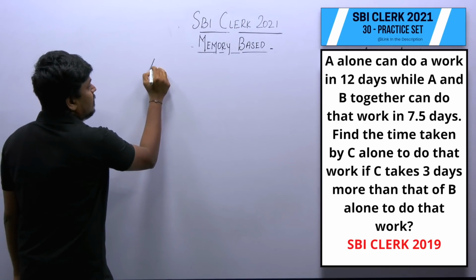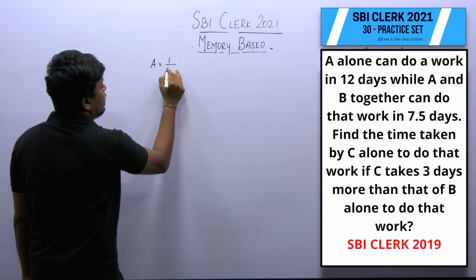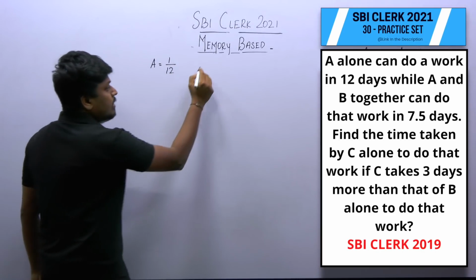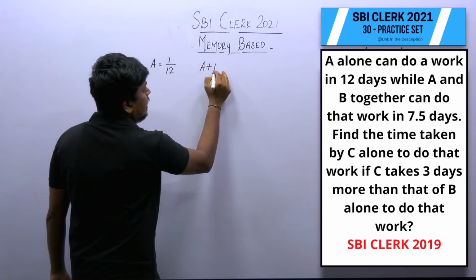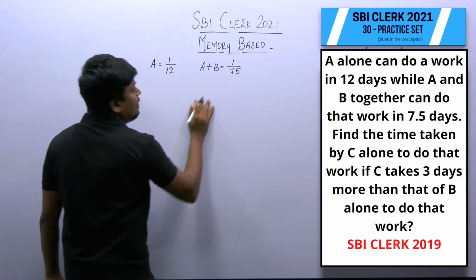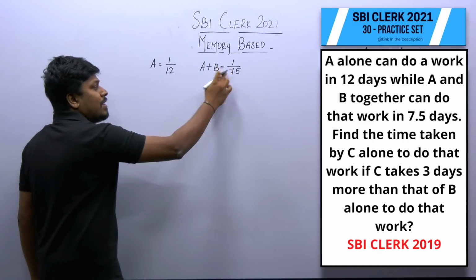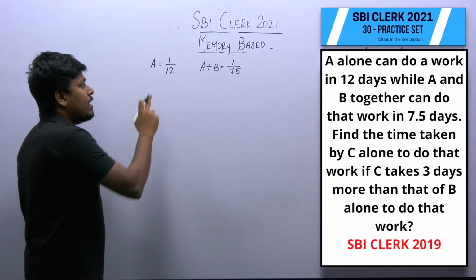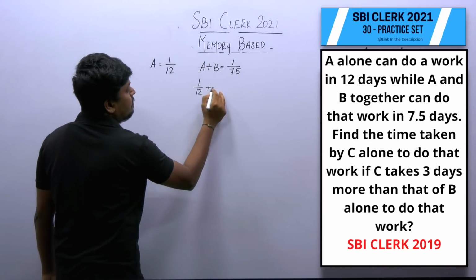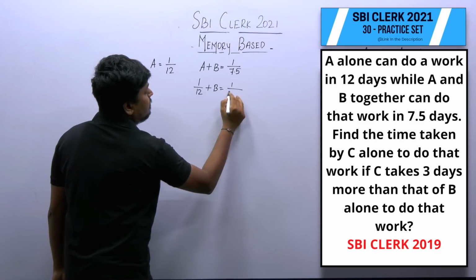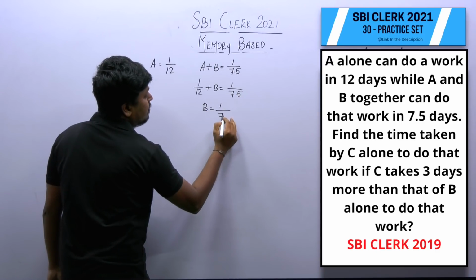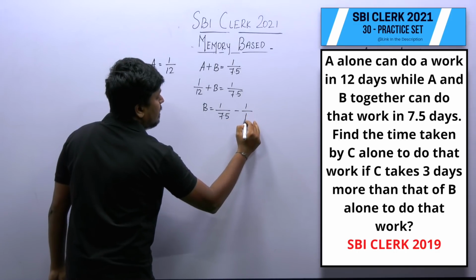First, A alone can do a piece of work in how many days? 12 days, so 1 day work of A will be 1 by 12. Similarly, next point they have given that A and B together can complete the piece of work in 7.5 days. So their 1 day work is 1 divided by 7.5. Now substitute the A value here. If you substitute A, then 1 by 12 plus B is equal to 1 by 7.5. So B is equal to 1 by 7.5 minus 1 by 12.